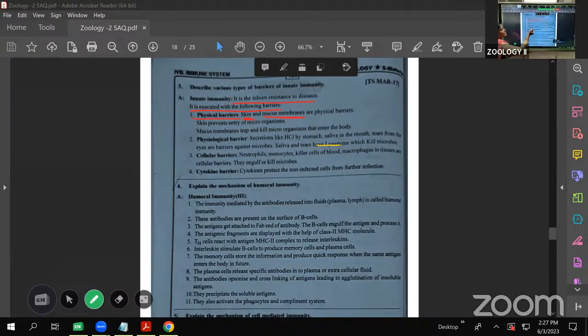How do they protect? The skin prevents the entry of microbes. The skin is the first to prevent the entry of microbes. And what about the mucous membrane? A gelatinous substance is released that kills the microbes that enter the body. For example, saliva and tears have mucus, which helps remove microbes after they enter. That we call physical barriers. They are present outside of the body. Clear? Next, the second type is called physiological barriers. Clear?